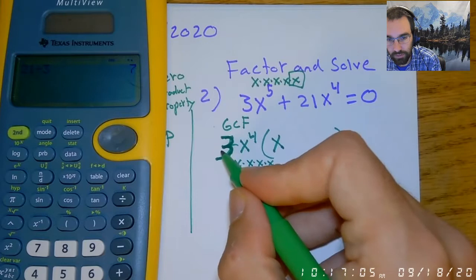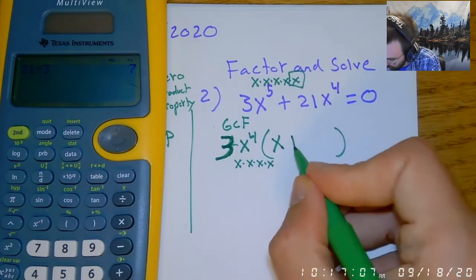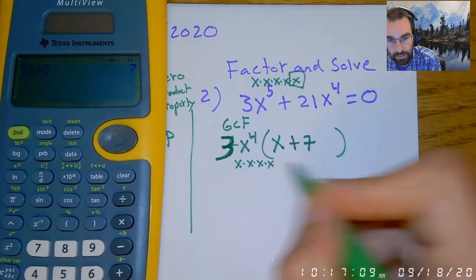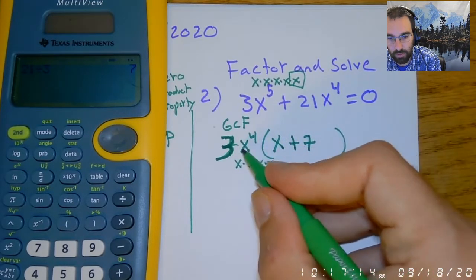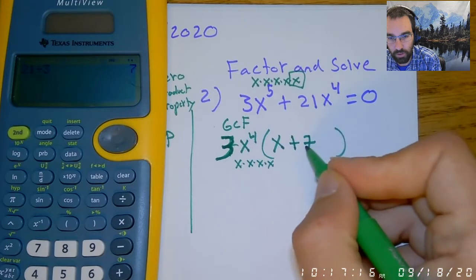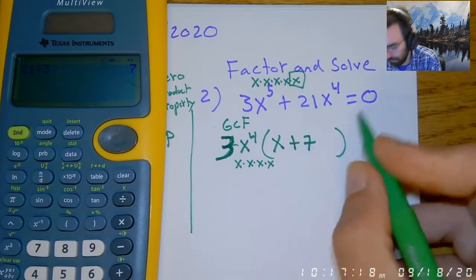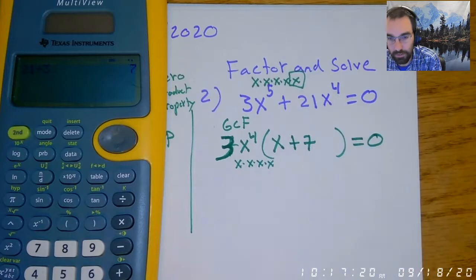Then for this next one, what times 3 gives me 21? That's 7. That's the 7 I wrote there. I made a mistake before. And here, x to the 4th times what gives me x to the 4th? It's just 1, so we don't need to write it. So this is this factor.